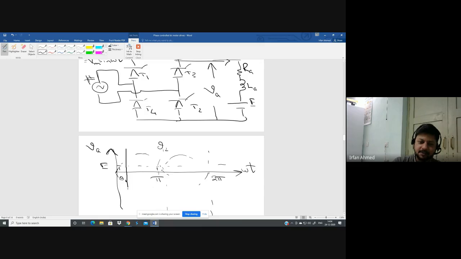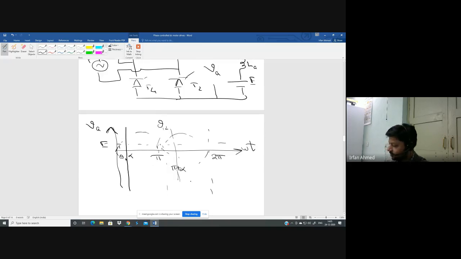Okay, so let us say this is your firing angle alpha, where the SCRs T1 and T2 are triggered. And 180 degrees after that, or at pi plus alpha, you will trigger the SCRs T3 and T4. So here we are triggering T1, T2. They are forward biased. They start conducting, and as soon as they start conducting, the armature voltage becomes equal to the supply voltage.